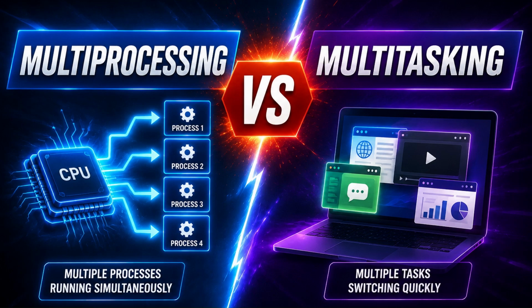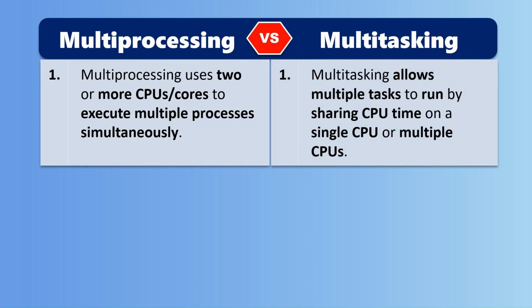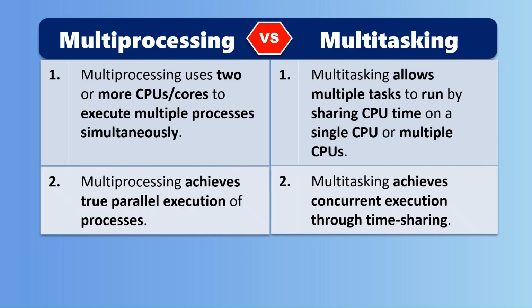Let's see what is the difference between multiprocessing versus multitasking. Multiprocessing uses two or more CPUs or cores to execute multiple processes simultaneously. Multitasking allows multiple tasks to run by sharing CPU time on a single CPU or multiple CPUs. Multiprocessing achieves true parallel execution of processes.